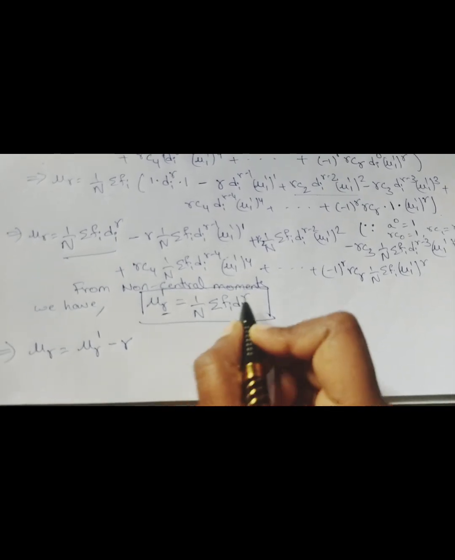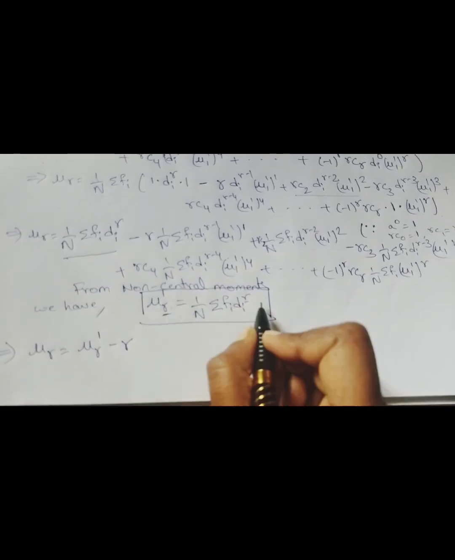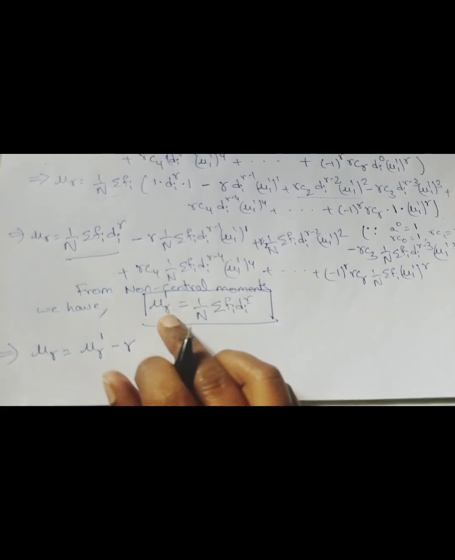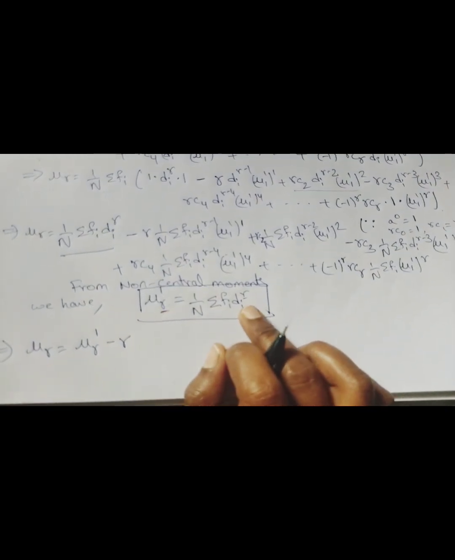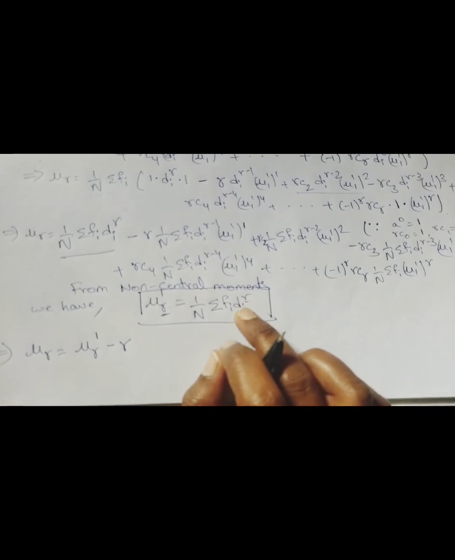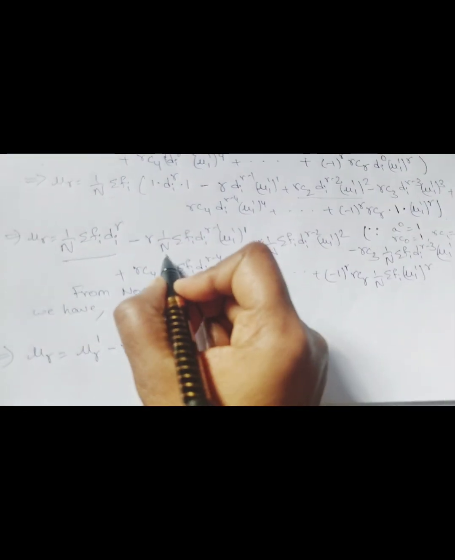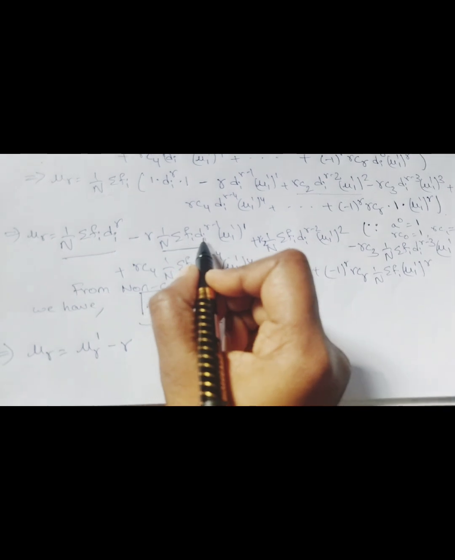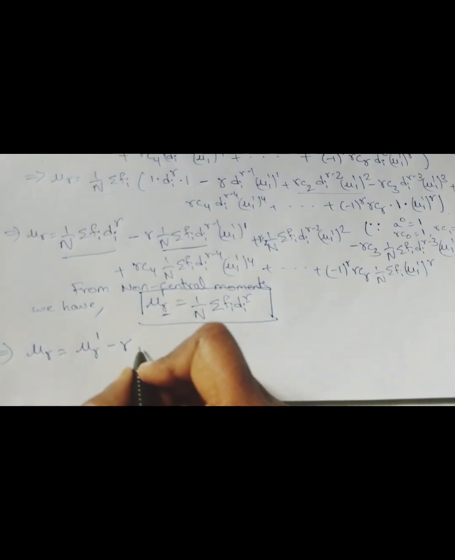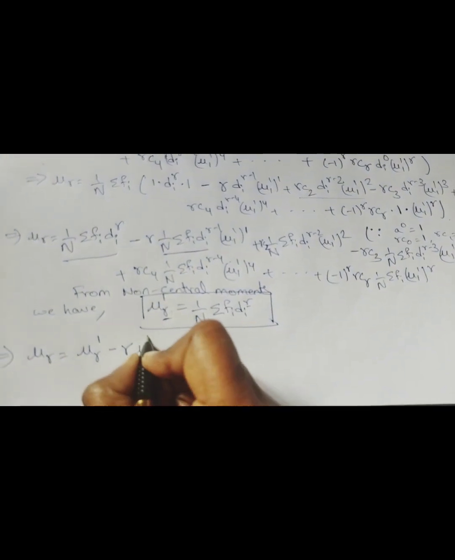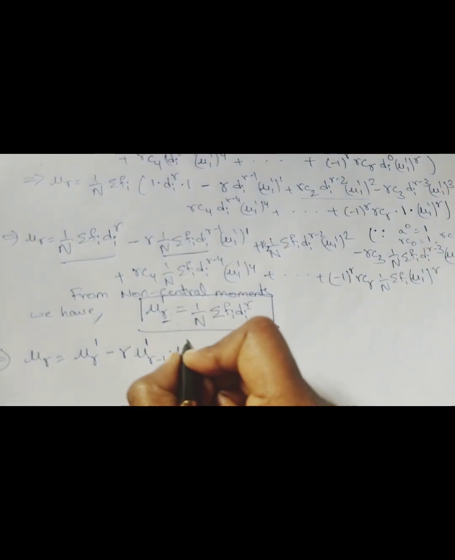If you have here r, then d_i power is r. If you have here r minus 1, then d_i power changes to r minus 1. If it is r minus 2, then d_i power changes to r minus 2. So now what is this formula? This formula becomes 1 by n summation f_i d_i whole power r minus 1 becomes now mu r minus 1 dash into mu 1 dash, whole power 1 is mu 1 dash, plus rC2.